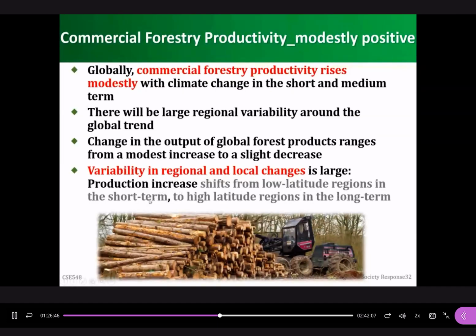For low latitude regions, in the short term they will increase, and in the long term the high latitude regions will also benefit from the temperature increase. In general, the high temperature and the high CO2 concentration will promote the growth of forests and plants. This is good for forestry productivity, but not good for agricultural productivity, because the crop will grow faster and larger, but there will be less nutrition going to the crop yield, to the seeds. So this is the forestry industry.